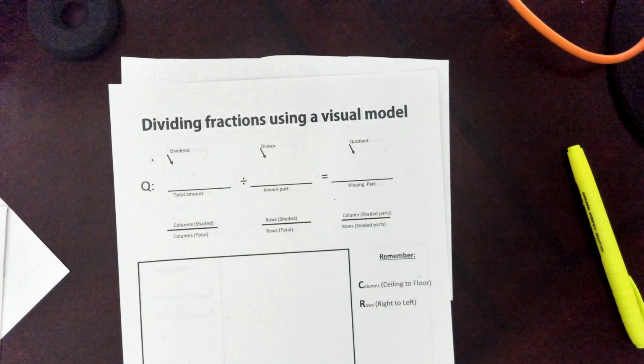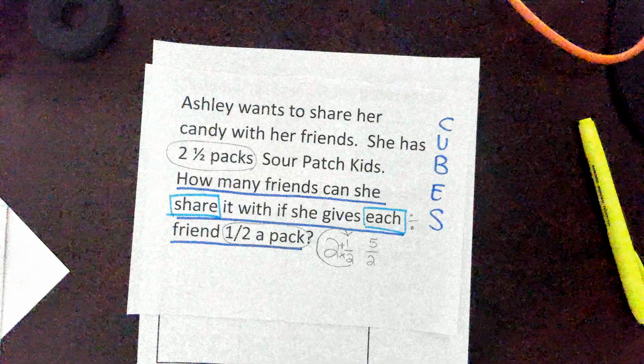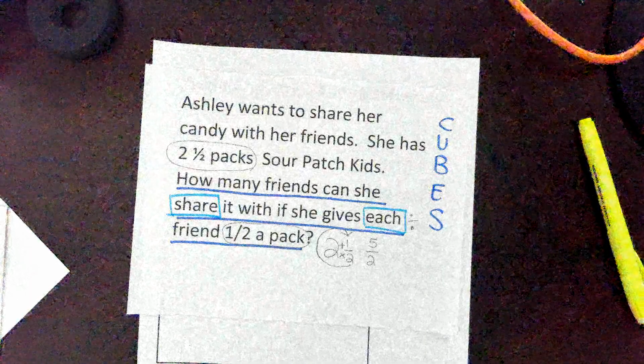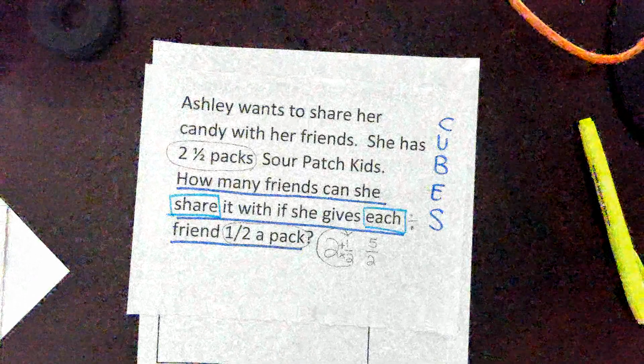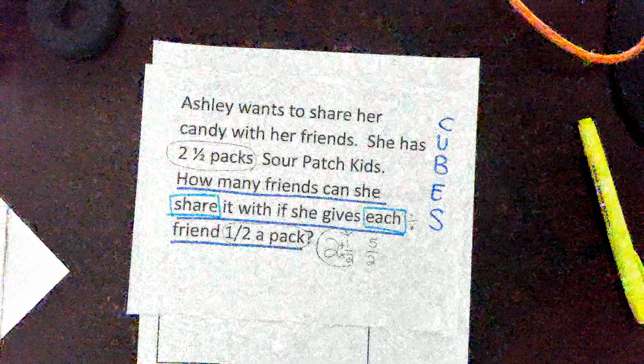Okay, so today we are going to divide a fraction using a visual model, and we are going to have a word problem, which I've already started working on. The problem is Ashley wants to share candy with her friends. She has 2.5 packs of Sour Patch Kids, and we want to know how many friends she can share it with if she gives each friend half a pack.